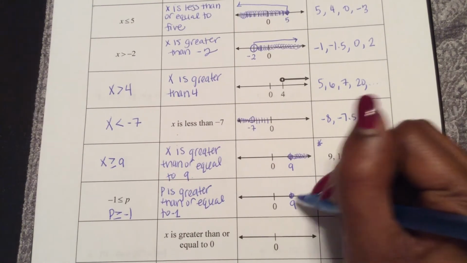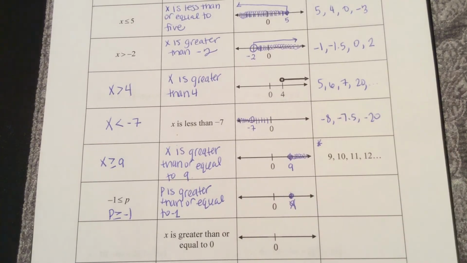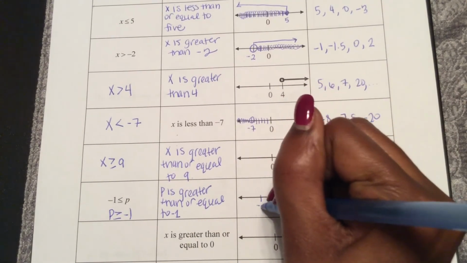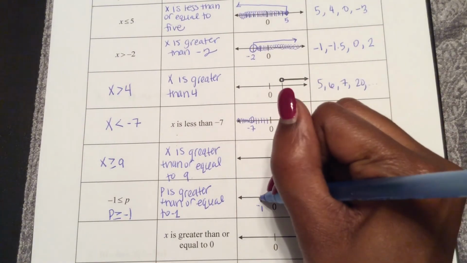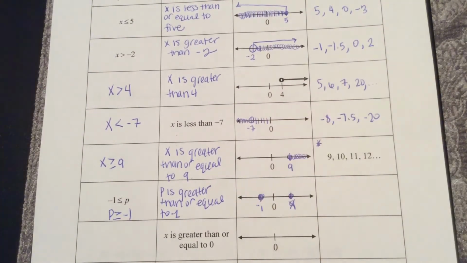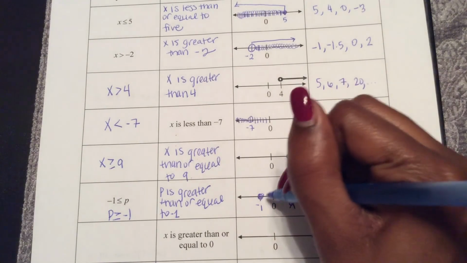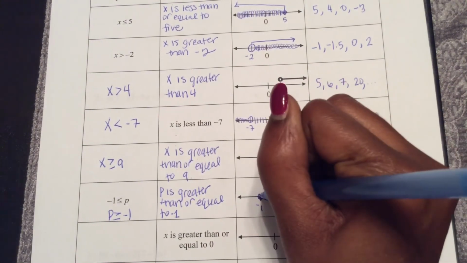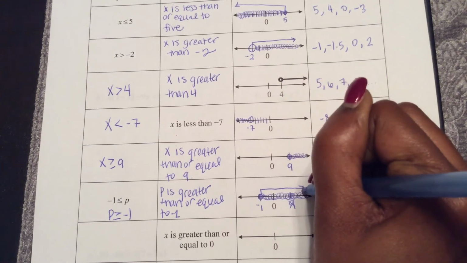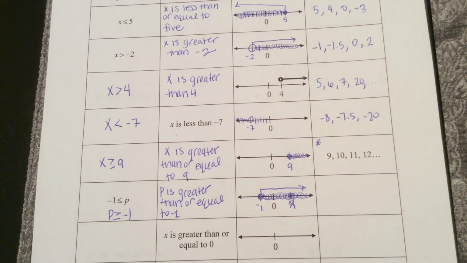So we're not worried about 9. We are worried about negative 1 on our number line. That is including it. So I'll put a closed circle on negative 1, and everything greater than that are the numbers to the right. And remember, you could also do an arrow if you did not like the shading.